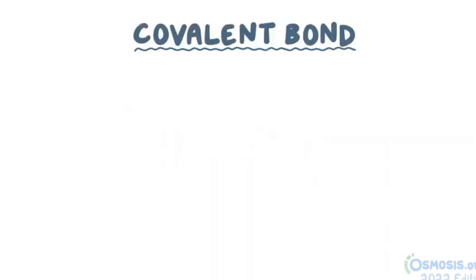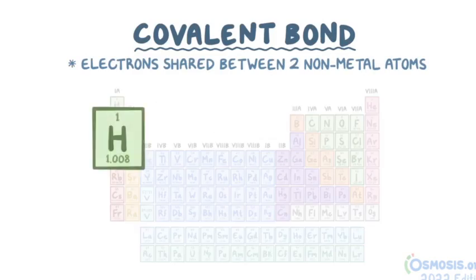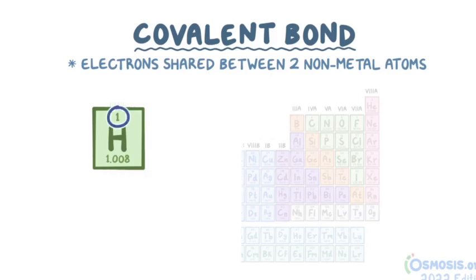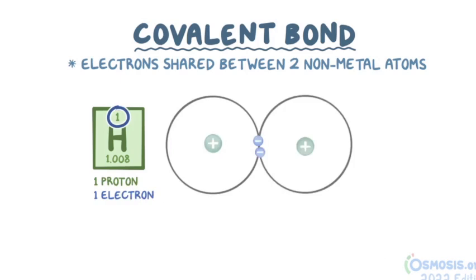A covalent bond is where electrons are shared between two nonmetal atoms. Let's start with hydrogen, which is a nonmetal on the left side of the periodic table. Hydrogen has an atomic number equal to 1, which means that it has 1 proton and 1 electron. If we take two hydrogen atoms, each with its own electron, we can combine them to form a molecule, where each atom contributes 1 valence electron to the final molecule. In other words, these two valence electrons are shared by both atoms in the final molecule.